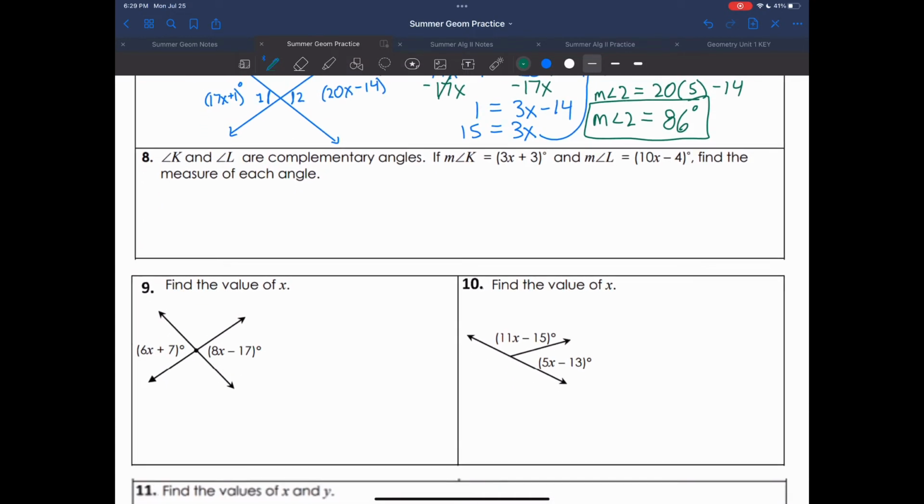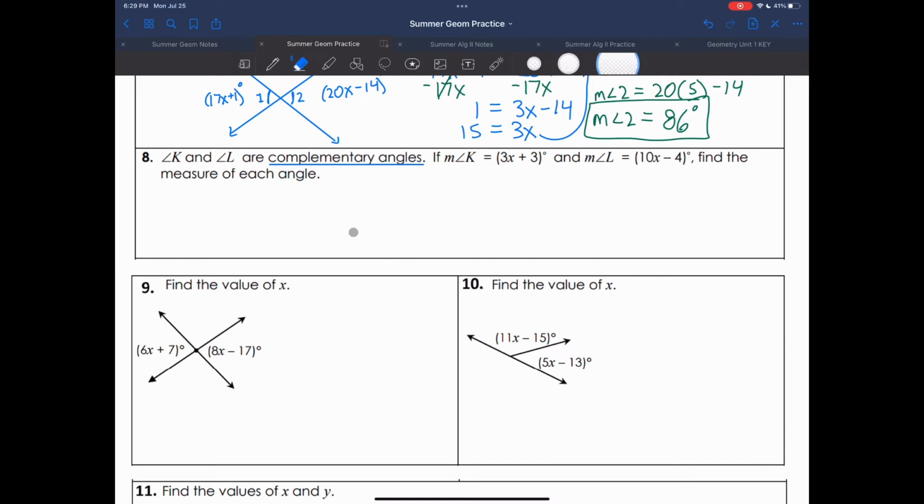Okay, number 8 tells us angle K and angle L are complementary angles. So we got to remember, we got some vocab here. We have to remember what that means. Complementary angles mean they add up to 90 degrees. Okay, so again, you could draw a picture of that, or just keep in mind what that means. They add to 90. Okay, if angle K equals 3x plus 3 degrees and the measure of angle L equals 10x minus 4 degrees, find the measure of each angle.